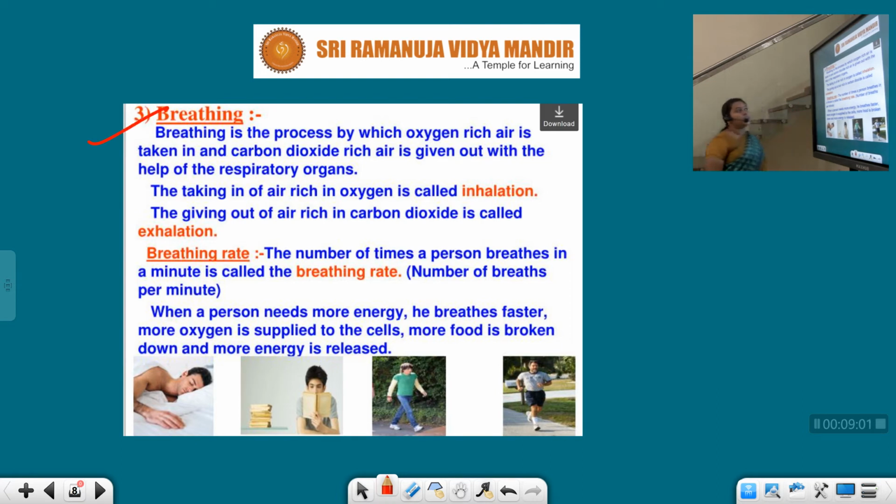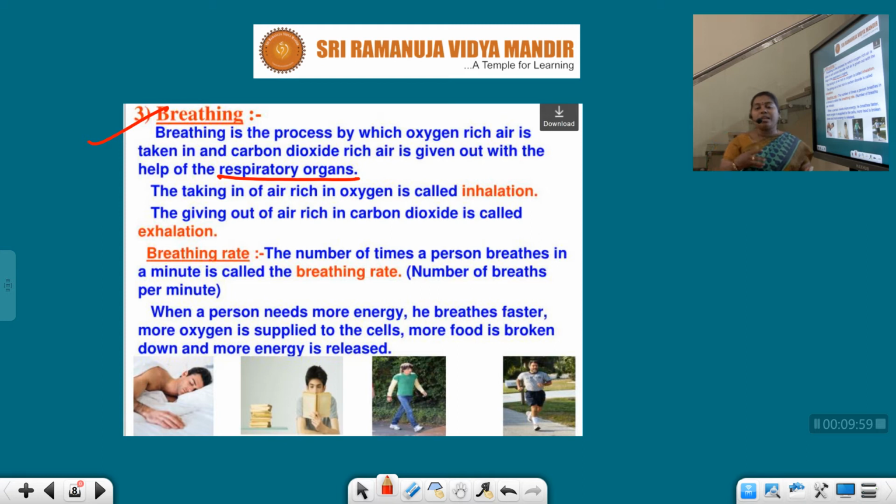Breathing is the process by which oxygen rich air is taken in and carbon dioxide rich air is given out, with the help of respiratory organs. See children, we are human beings, so we have a well developed respiratory system. In the previous slides I told you, to perform aerobic respiration we all require oxygen. We are the best examples of aerobic respiration. We human beings perform aerobic respiration, which means in our case, breakdown of the glucose molecule is possible only in the presence of oxygen. That's the reason we take oxygen into our body and liberate carbon dioxide out of the body. That is nothing but breathing.